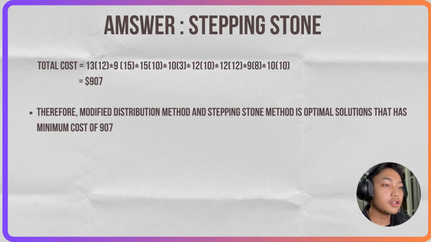Okay, after the new values have been allocated in the cells, we will calculate the new total cost to find out whether the cost is reduced and can be minimized. So the new total cost calculated is $907. Therefore, the modified distribution method and stepping stone method give an optimal solution that has a minimum cost compared to the northwest corner method.